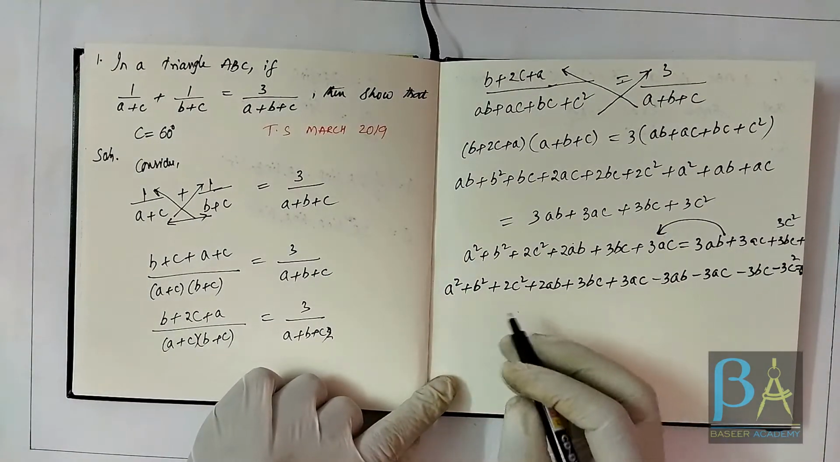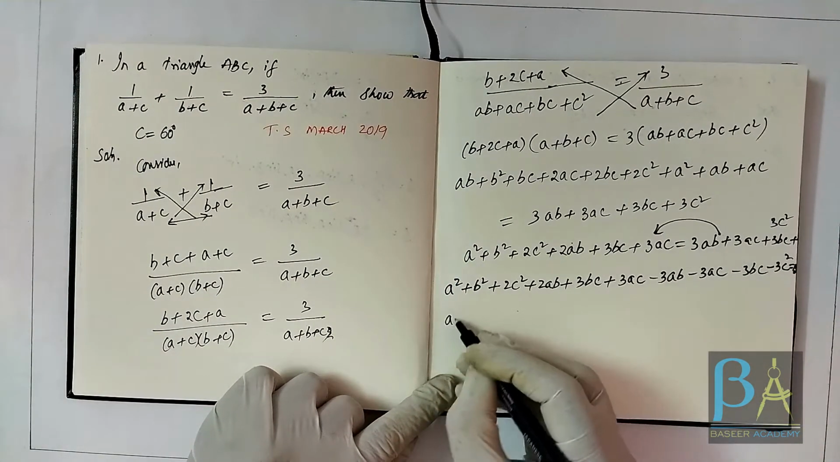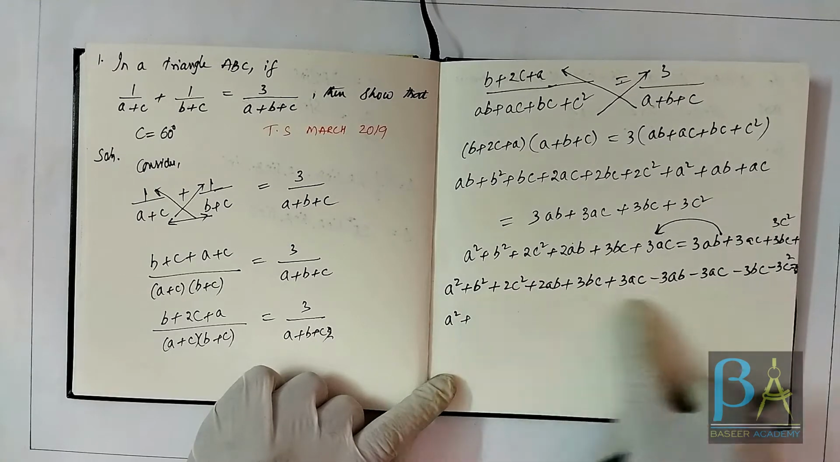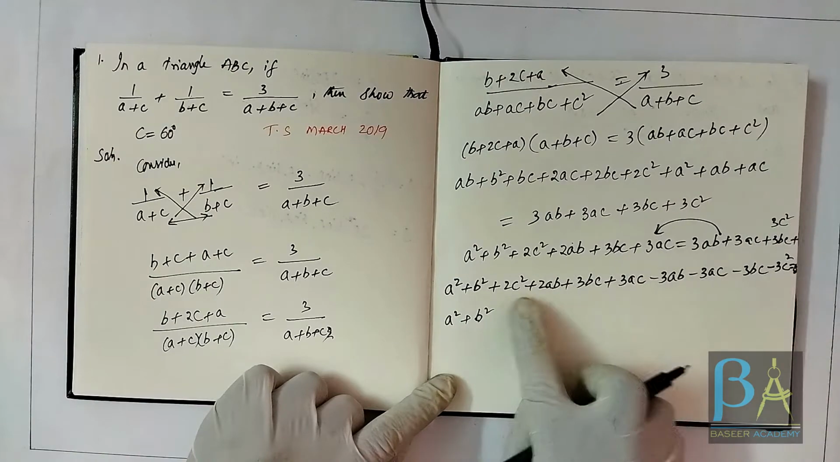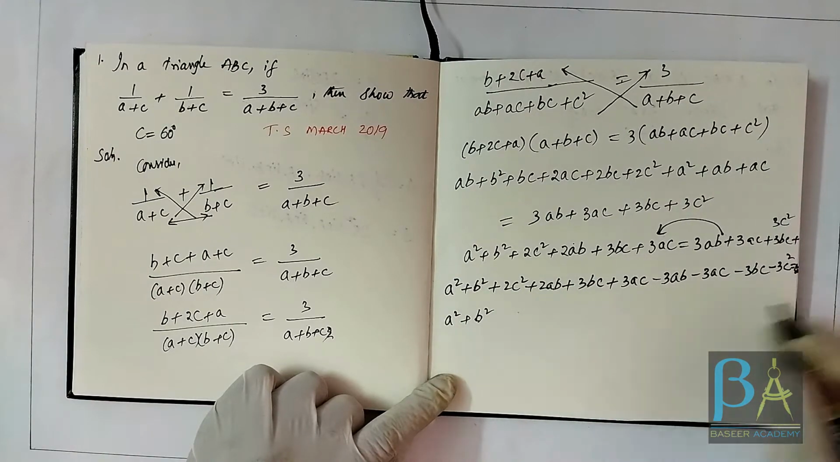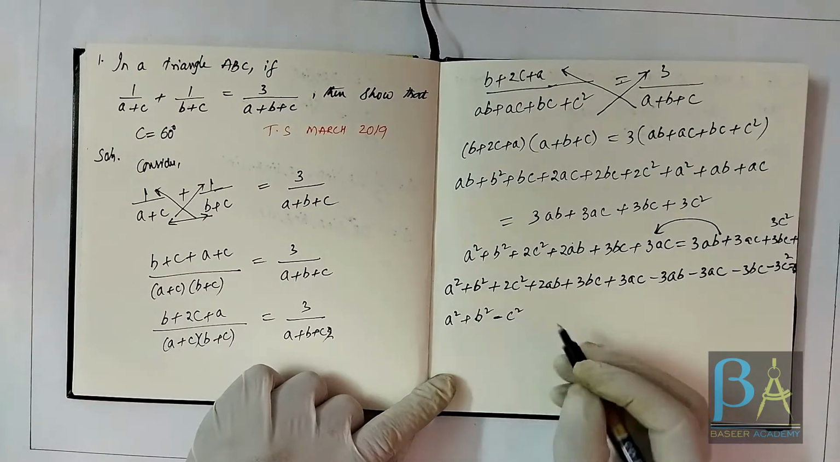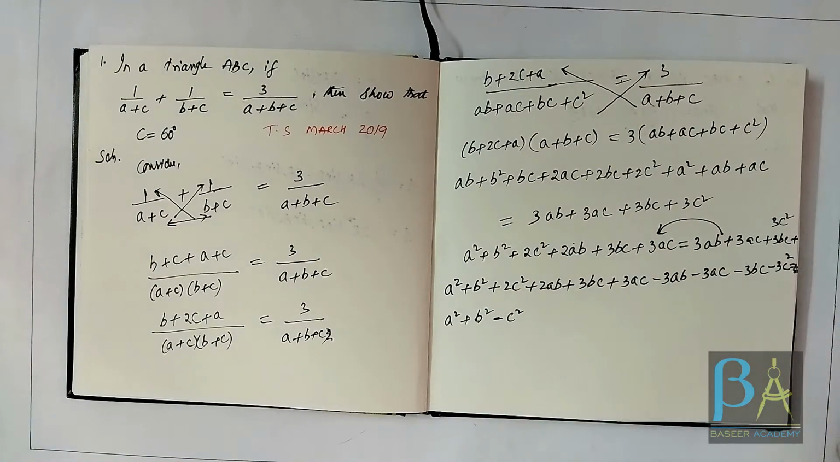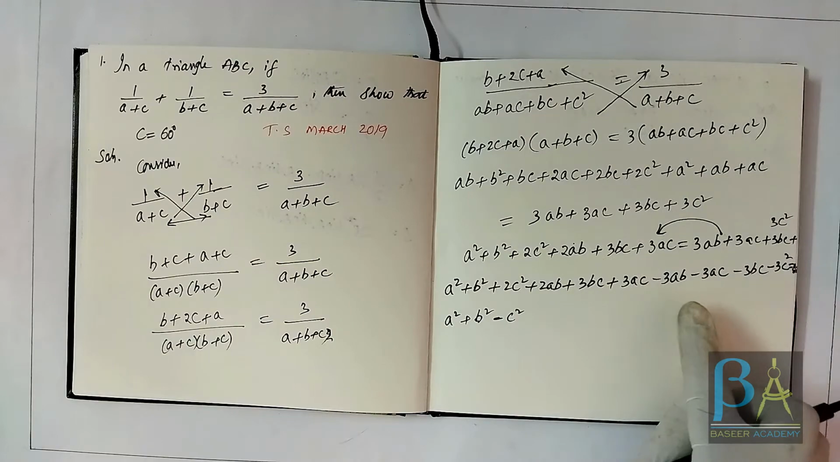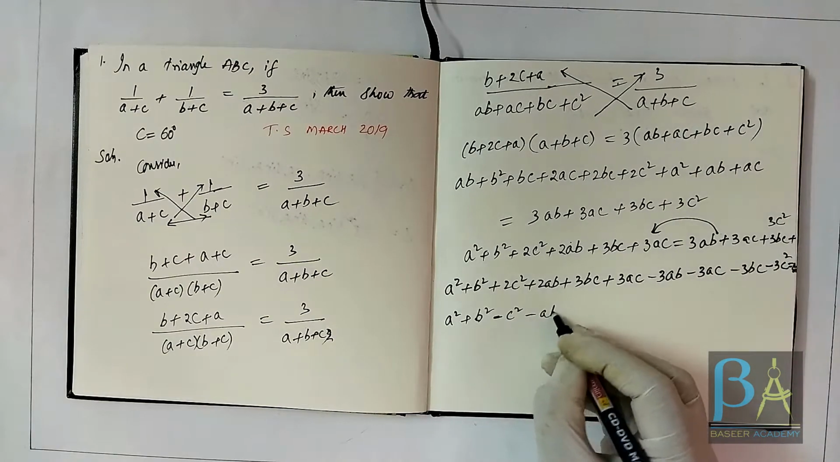Now what happens? A square I see only once, so let me write A square as it is. B square, I see only once, let me write B square as it is. And then 2C square minus 3C square, 2 minus 3 gives me minus 1, so minus C square. Anything else? 2AB minus 3AB gives me minus AB.